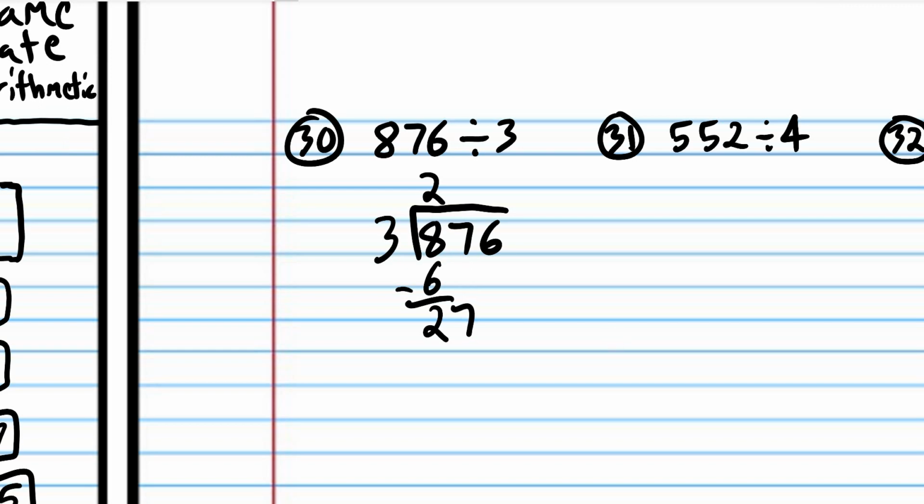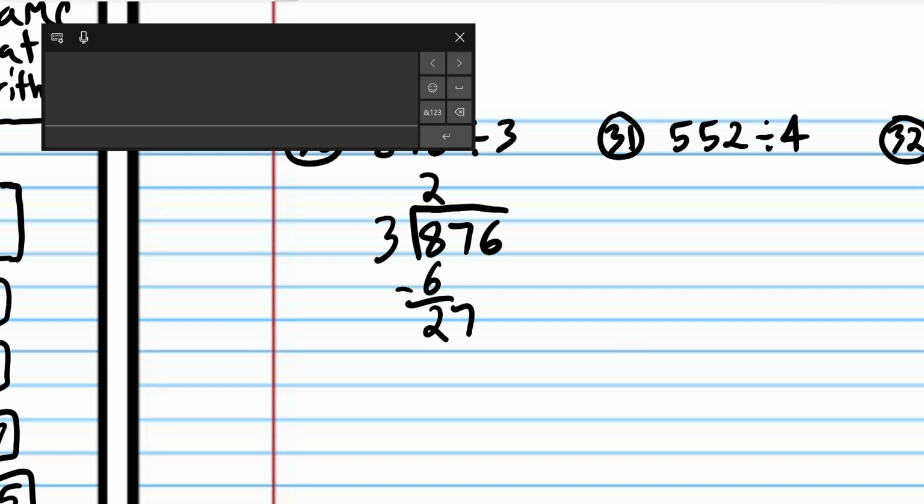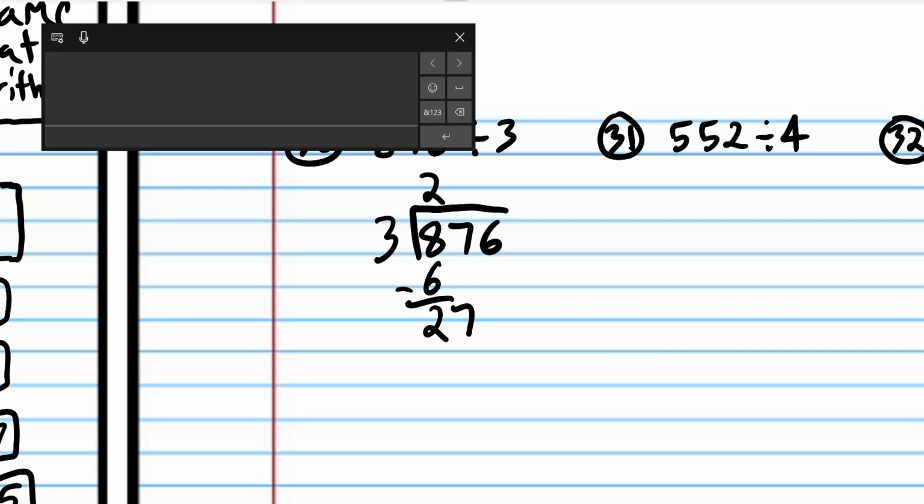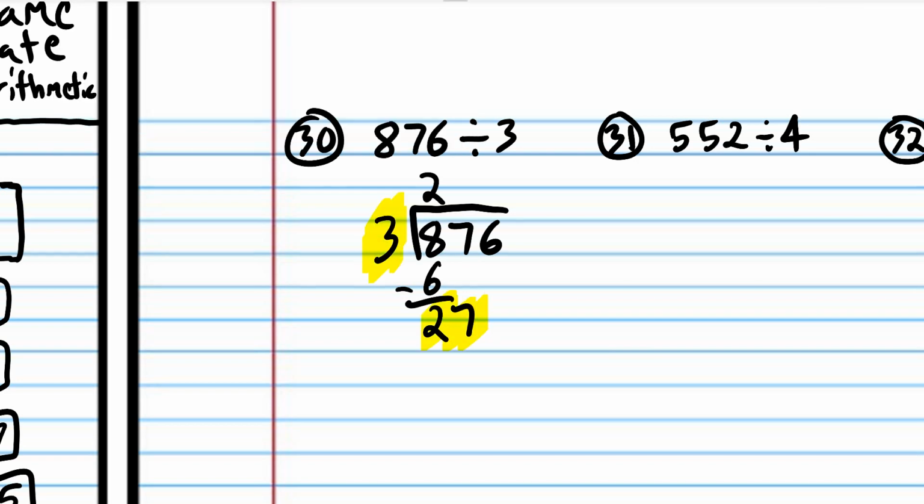So bring down the 7. Okay, now we start the second cycle over again. So you're always going to bring down that number and then start the second cycle over again. So how many times does 3 go into 27? Again, we're figuring out how many times this number goes into this number down here, not over here. So how many times does 3 go into 27?